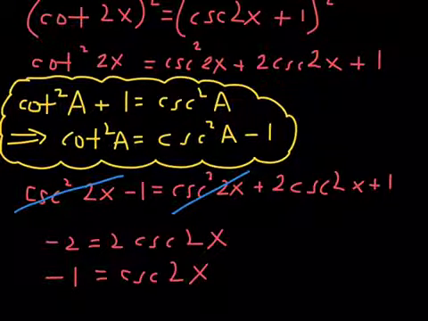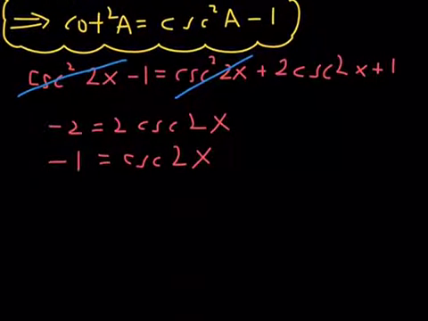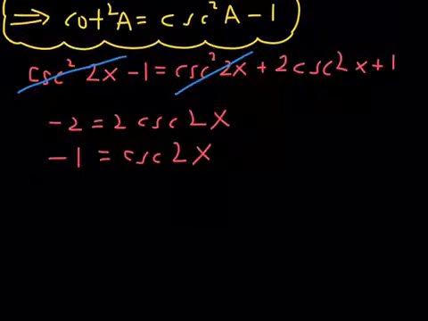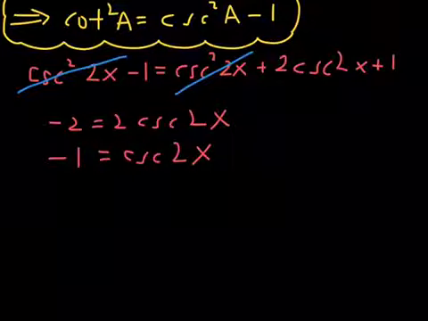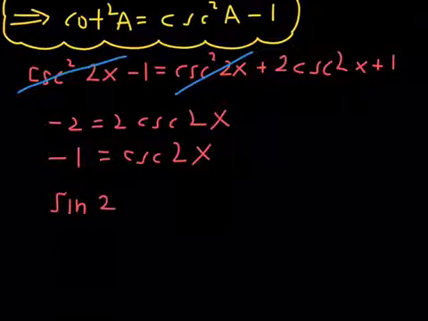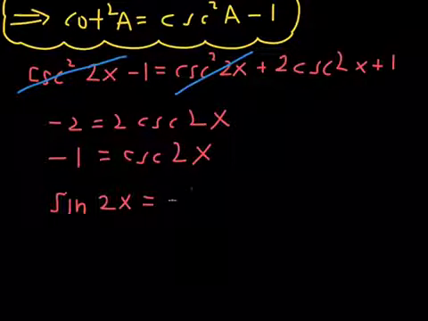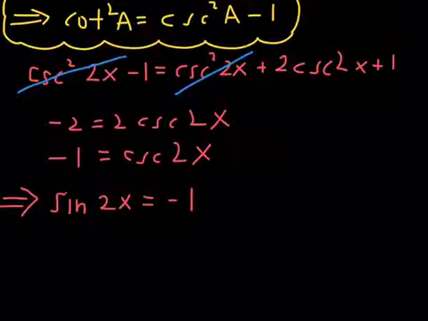Man, this thing started off to be a lot, and then it turned out to be not that much, right? If cosecant of 2x is equal to negative 1, that means sine of 2x is equal to the reciprocal of negative 1, which is also negative 1. What I used there is the reciprocal identity.